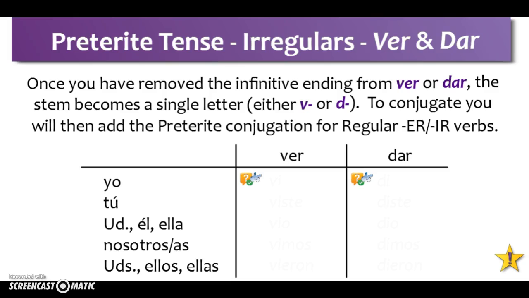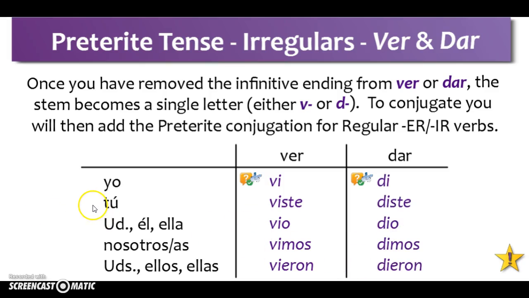Another irregularity with these 2 verbs, as we have discussed before, is that the root of these verbs, the stem, becomes one letter, either the V or the D, once you've taken off the AR or ER ending. Then you put on the endings. So for ver, our conjugations are vi, viste, vio, vimos, and vieron. And for dar, di, diste, dio, dimos, and dieron. See the similarities?